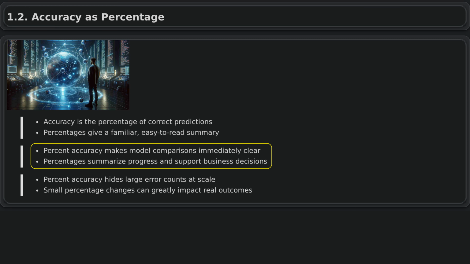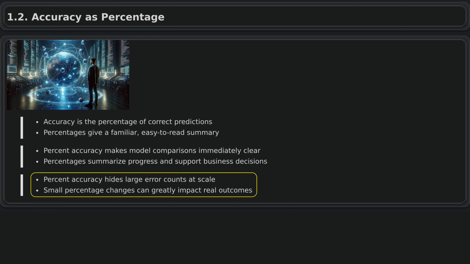Expressing model accuracy as a percentage makes it easy to compare different models or versions of the same model. For example, saying one model is 87% accurate and another is 92% quickly shows which performs better. It also helps clearly communicate improvements over time, such as a medical model rising from 70 to 85% accuracy. In business settings, these percentages work well in dashboards and reports, giving concise summaries that support decision-making.